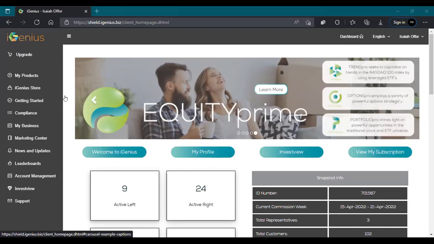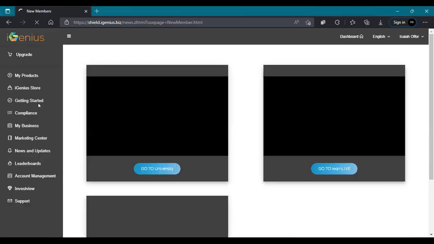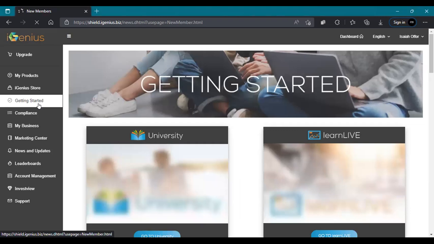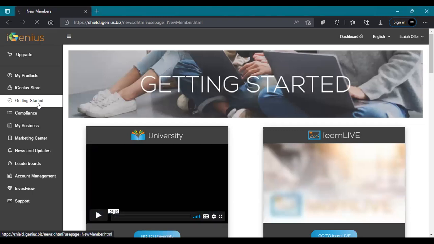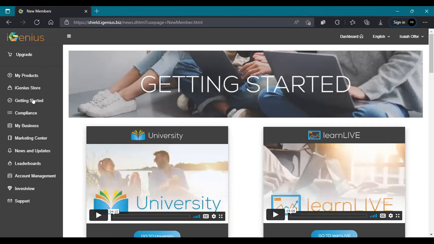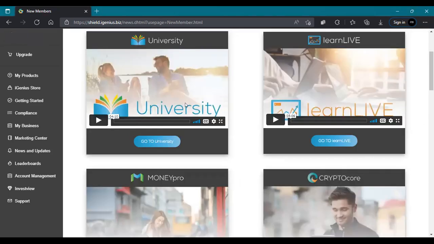So the very first place you're supposed to come to as a beginner is getting started, right? So once you come to getting started, you actually get summarized videos about everything you have here on this menu tab. So what's the university? You actually get a 4-minute explanation of everything you're going to get from the university. You also get an explanation of what Learn Live is, right? Learn Live is where you plug in with the educators online to actually learn from them and everything.